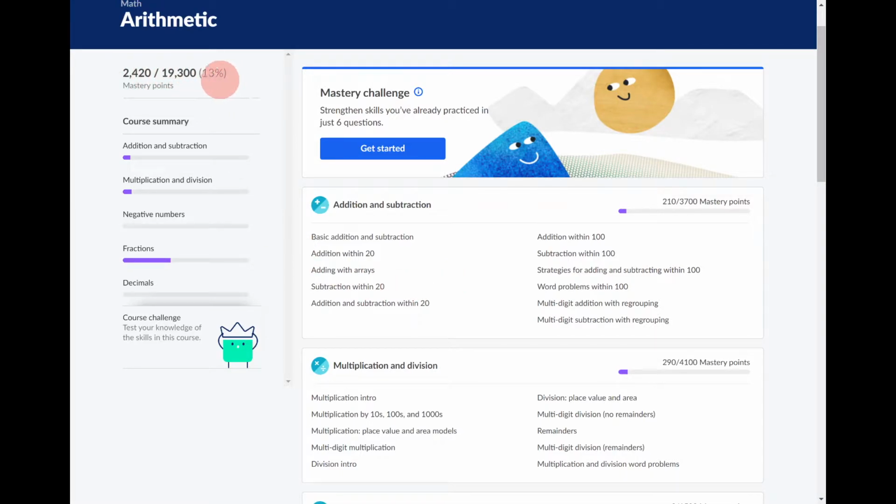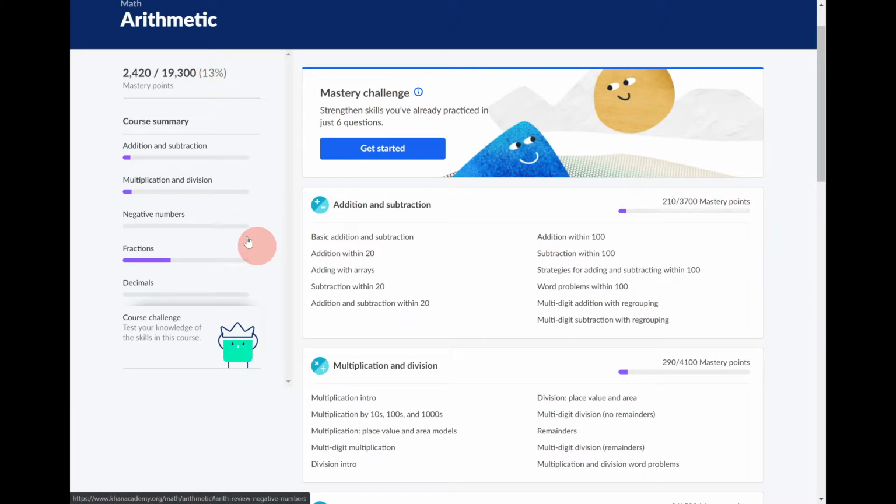there's a score, a percentage, and what these mastery points correspond to is really the number of skills that you've learned in arithmetic so far in the course. And as you go through all of the assignments that I've put in the D2L content page, you're actually going to be increasing your mastery points, and you're going to be increasing your score.